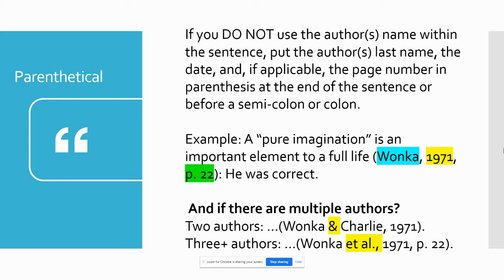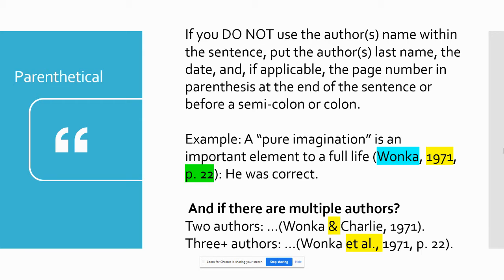The second method of writing an in-text citation is a parenthetical citation, where all the information, the author or authors, the date, and the page number, is grouped within the same parentheses. You should use a parenthetical citation whenever you don't introduce the author or authors within your sentence. To correctly write a parenthetical citation, first put the last name of the author, comma, the date, comma, the page or table number, if applicable.